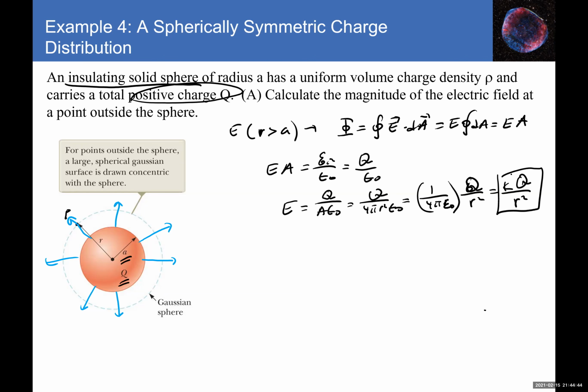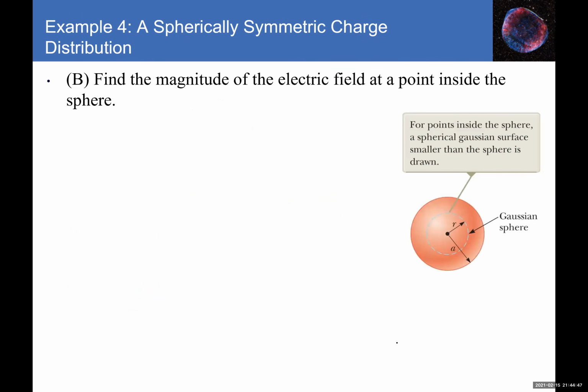Okay. Now, then part B, it says find the magnitude of electric field at point inside the sphere. That means some point P right here. Then I do that. Now, what is the difference between an insulating or non-conducting sphere compared to the metal sphere where there was no electric field inside?